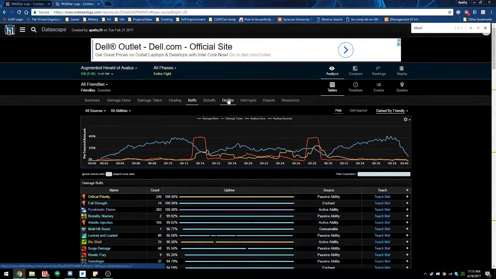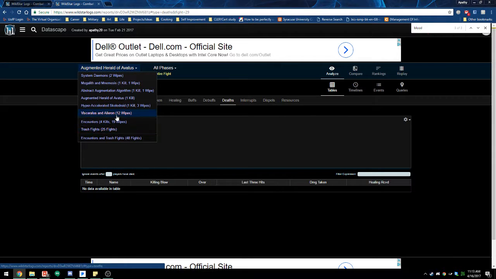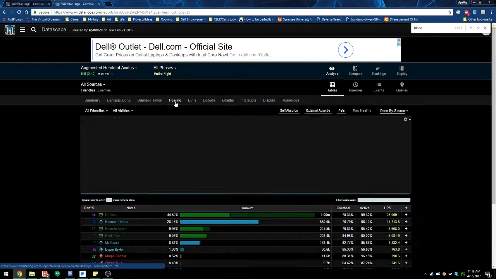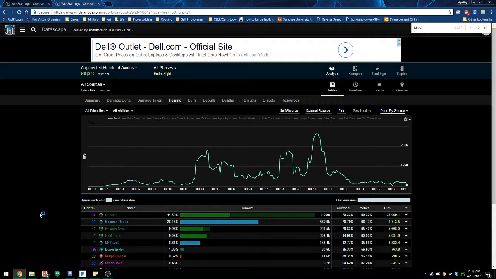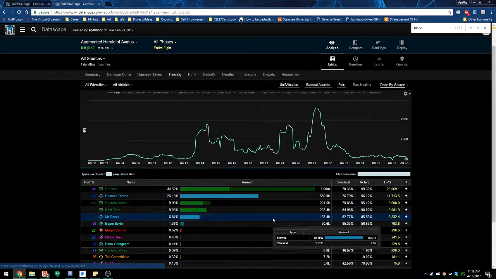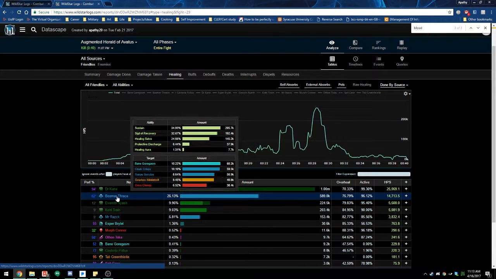Let's see, last but not least, deaths. We can definitely see what the issue is when people are dying. I already went over that. Deaths, damage taken, healing, compared parses, what's going well. This is a great one to actually compare. I did this earlier. Boomer did way more healing than Razik, and Razik did more overhealing. They were both active for a good amount of time, so obviously there's an issue.